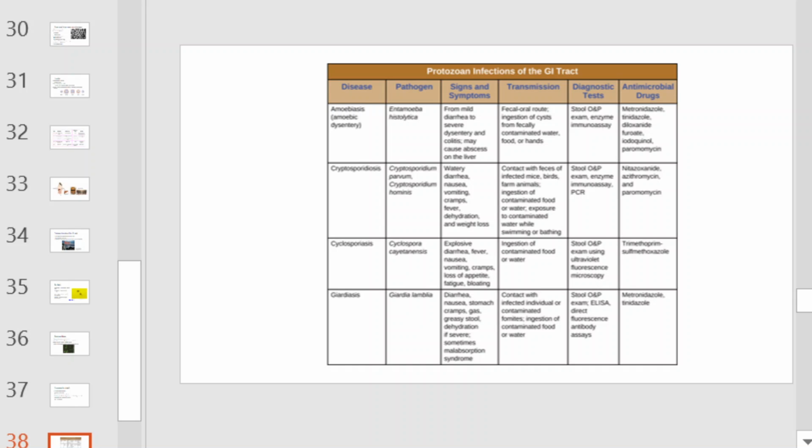This table will summarize the protozoan infections of the GI tract. Pause the video and familiarize yourself with the disease, the pathogens, signs, symptoms, transmission, and treatments.